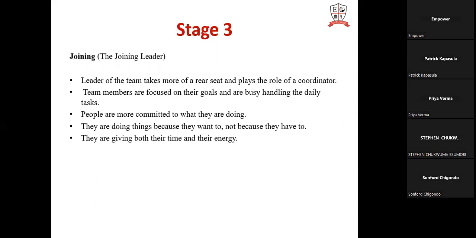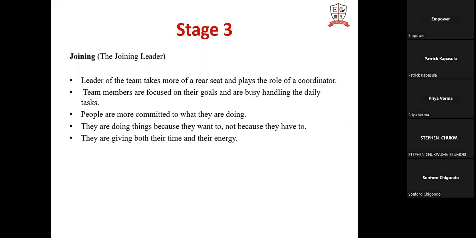Now the third stage, the joining stage. The leader of the team takes more of a rear seat and plays the role of a coordinator. So team members are focused on their goals and are busy handling the daily tasks. At this stage, people are more committed to what they are doing. They don't wait for a leader to tell them what to do. They're already committed, and focused on what they're doing.